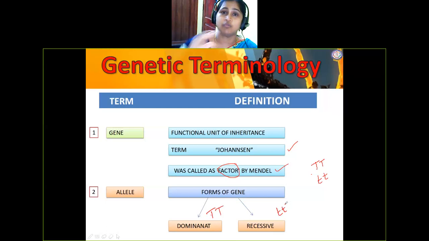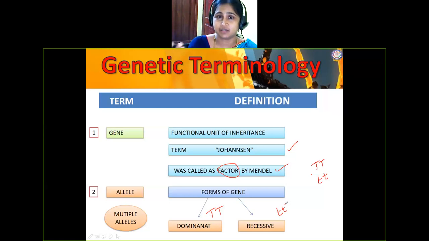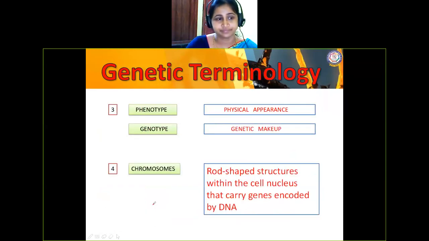There is one more form also that you call multiple alleles. Multiple means many. Many alleles will be there for one character, might be the size or the color or the coat color. Coat color, when I say, it is about animals, fur color. This we are going to see later. So we have seen the term gene, another one alleles, and in allele, a new thing called multiple alleles.